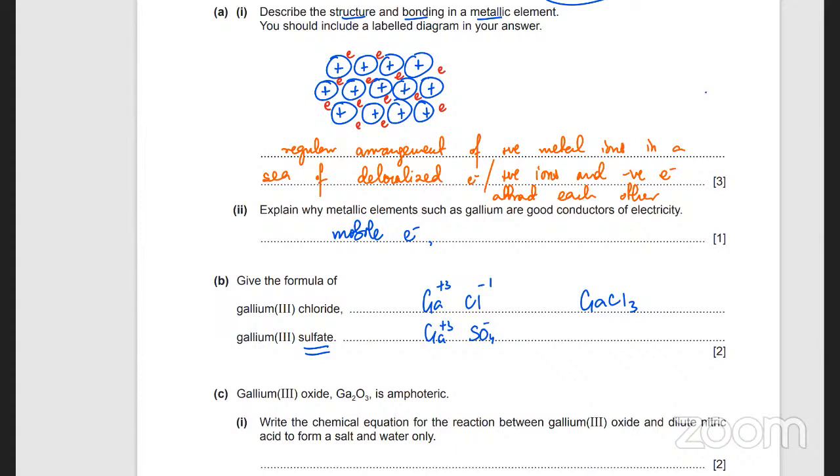So tell me, if you do crisscross, what's the formula now? It's going to be Ga2, and then SO4 in a bracket with 3. Oh, my bad. So it's Ga2(SO4)3. The Ga2 and SO4 thrice, okay? That's the formula.